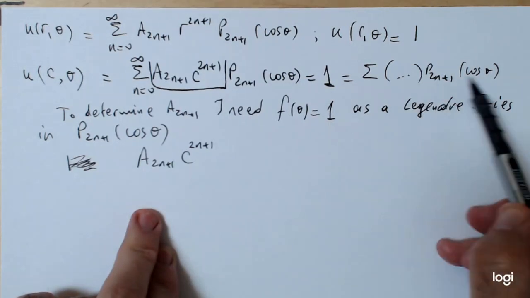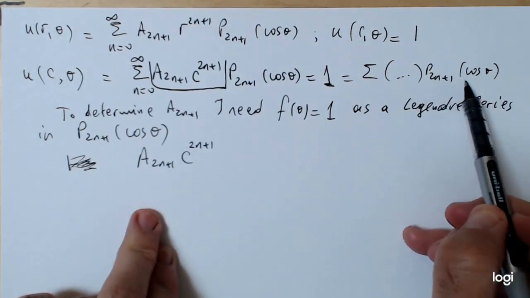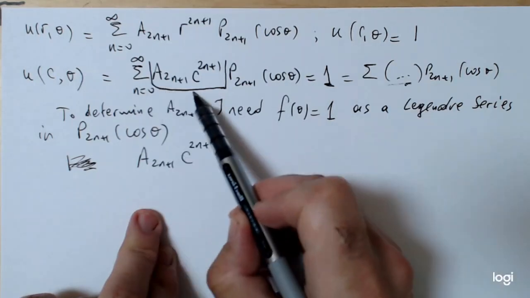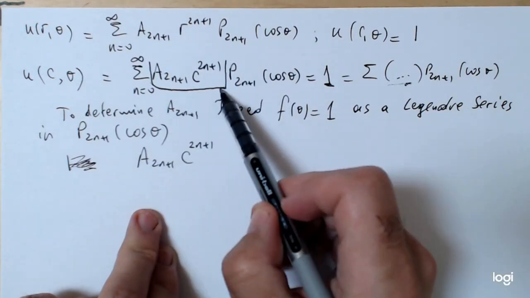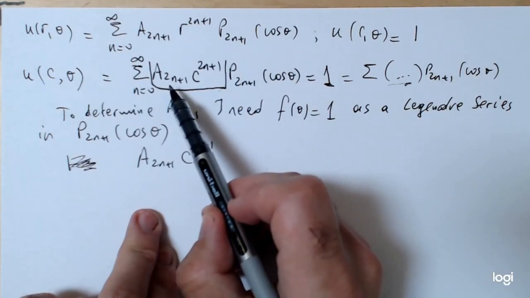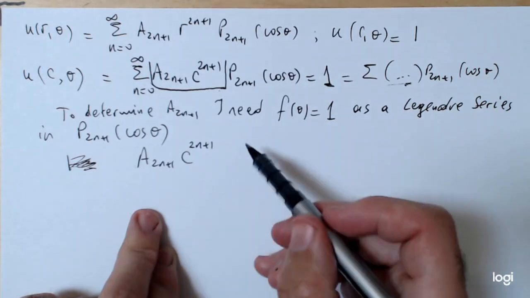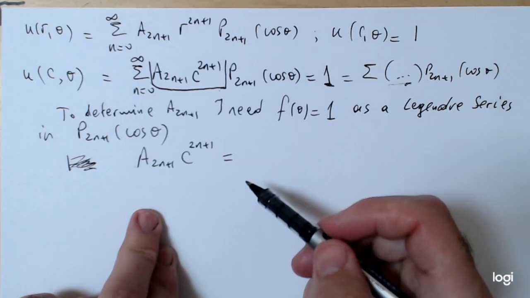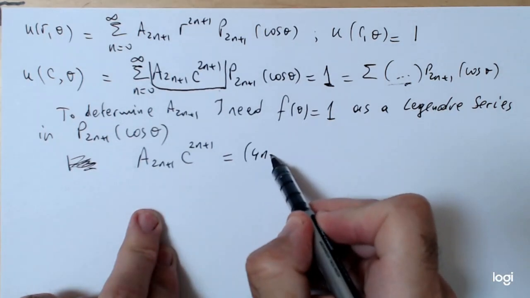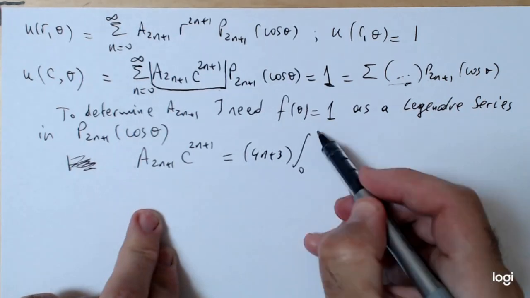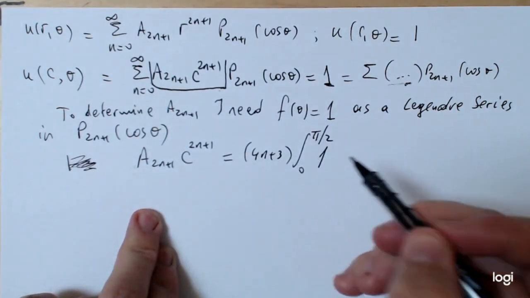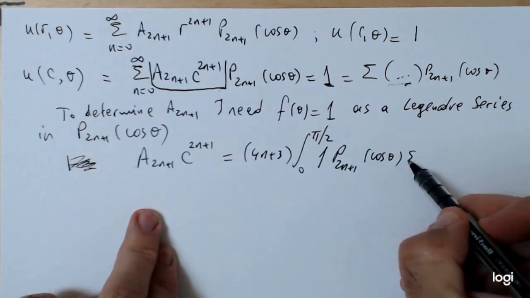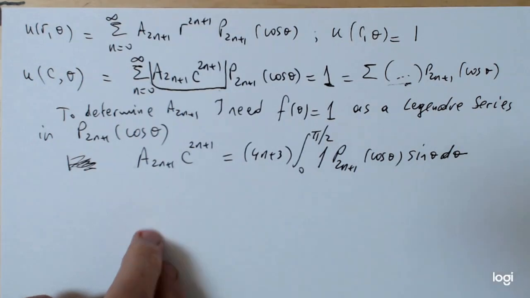So you write 1 as a Legendre series in terms of these polynomials, and the coefficient of the Legendre series, which comes from a formula, will be matched with the coefficient of P_{2n+1} on the left. And that's how you actually determine A_{2n+1}. So this entire thing will be the Legendre coefficient, and now you apply the formula: (4n+3) times the integral from 0 to pi over 2 of your function, which in my case is 1, times P_{2n+1}(cosine theta) sine theta d theta.